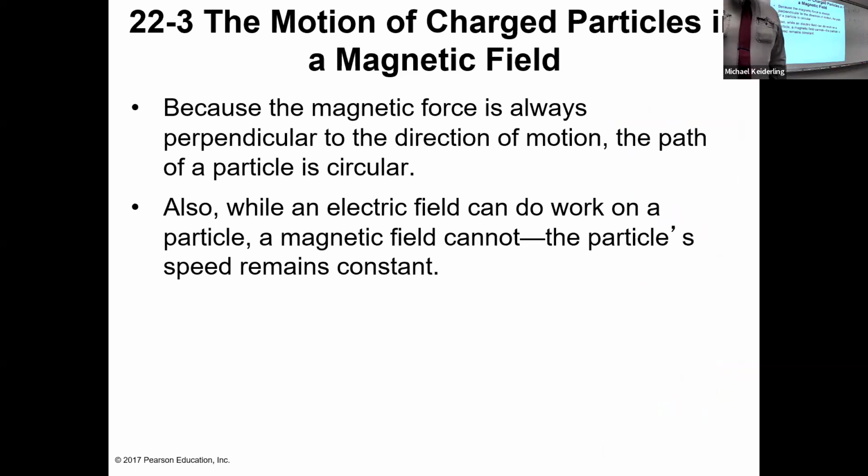And also, while an electric field can do work on a particle, a magnetic field cannot. The particle's speed will remain constant.